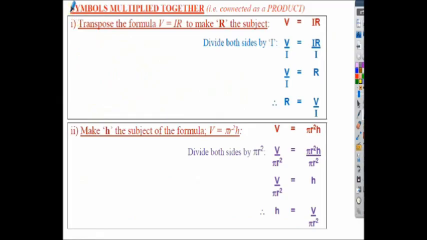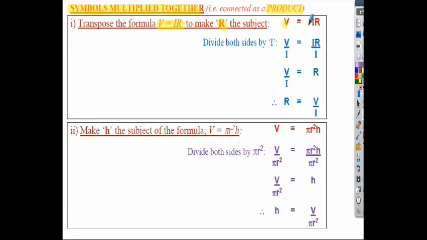We're going to consider values or symbols that are multiplied together. In other words, they act like a product. What we looked at in the previous presentation was V is equal to IR, which is the formula for Ohm's law, where V is the voltage, I is the current, and R is the resistance. And we wanted to transpose the equation to make R the subject of the equation in the moment V is the subject of the equation.